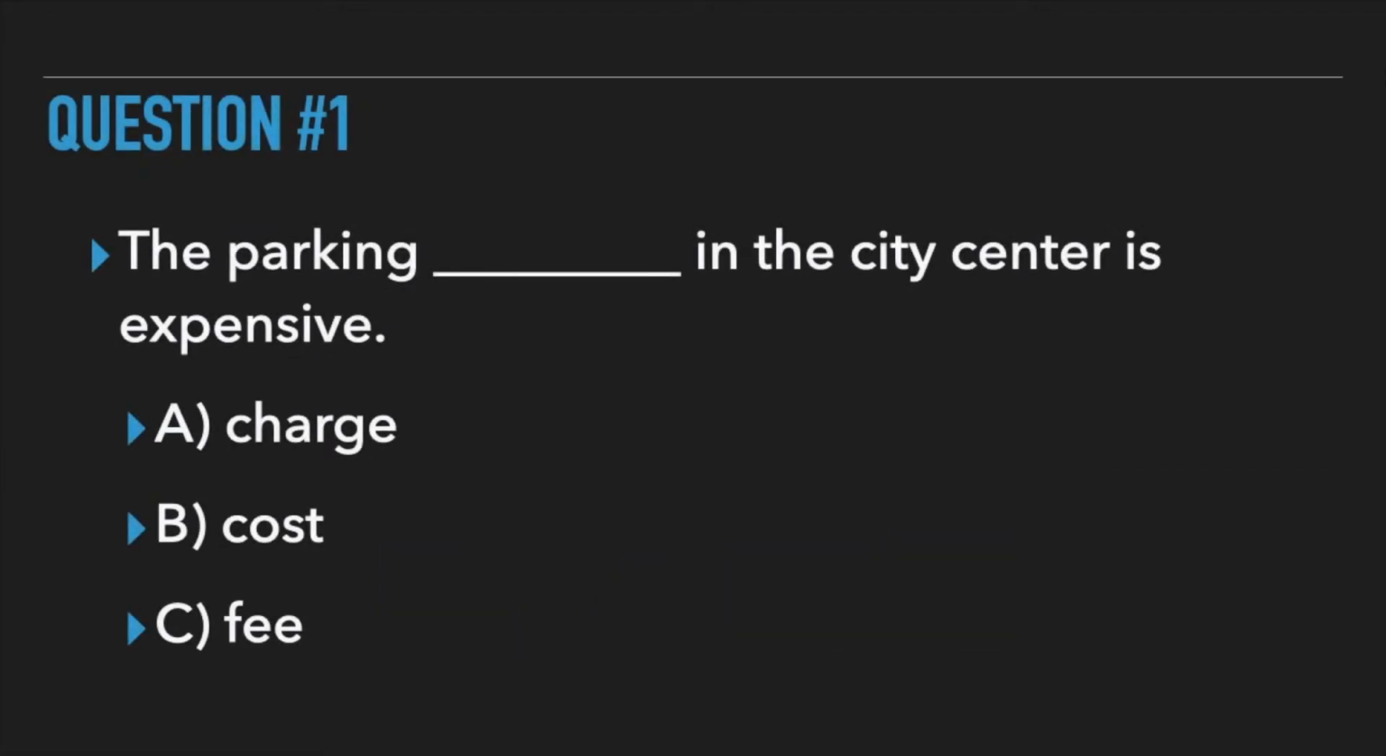Question number 1. The parking in the city center is expensive. Which is the best choice? A, charge. B, cost. C, fee. The answer is C, fee, the parking fee.